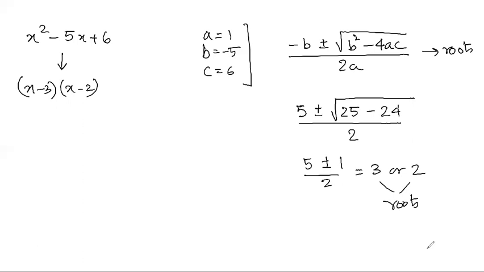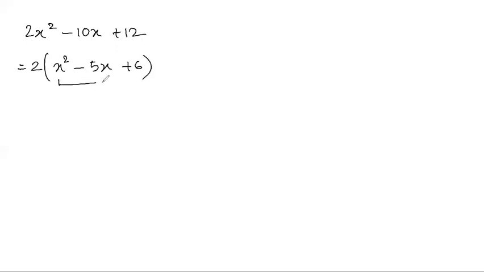Moving on, say 2x squared minus 10x plus 12. If you have something like this and you need to factorize, you take the 2 out common: 2 times x squared minus 5x plus 6, and then repeat whatever we had done for this. You would get 2 times x minus 2 times x minus 3, and these are the factors. So 2 is a factor, x minus 2 is a factor, x minus 3 is a factor. This is how factorization is done.